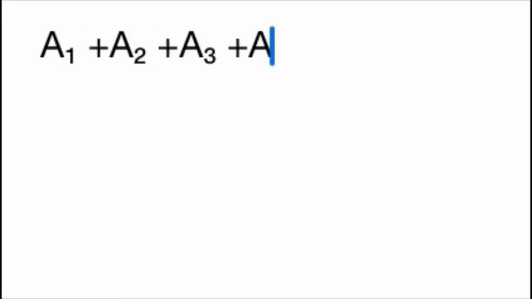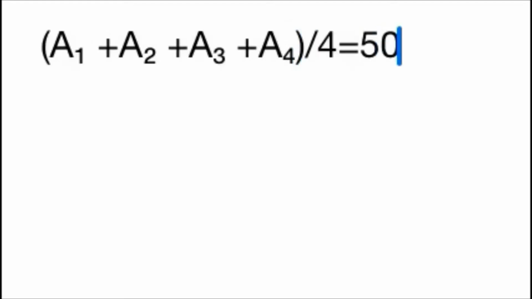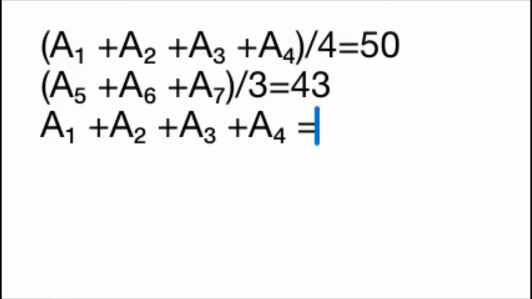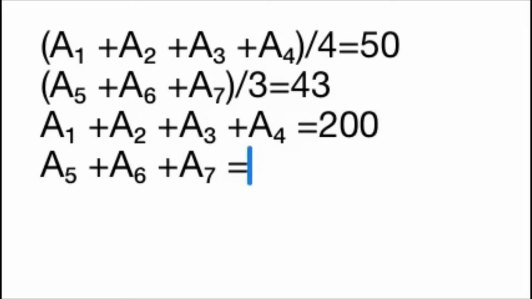The average temperature for the first 4 days of the week was 50 degrees. A1 plus A2 plus A3 plus A4, divided by 4, is equal to 50. The average temperature for the next 3 days was 43 degrees. A5 plus A6 plus A7, divided by 3, is equal to 43. A1 plus A2 plus A3 plus A4 is equal to 50 multiplied by 4, which is 200. A5 plus A6 plus A7 is equal to 43 multiplied by 3, which is 129.